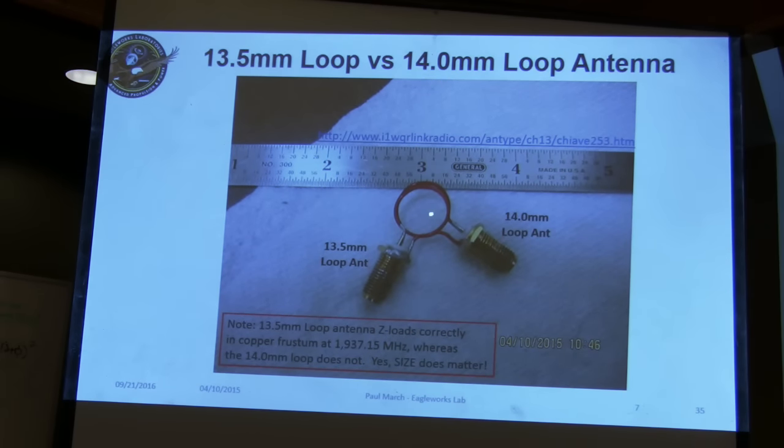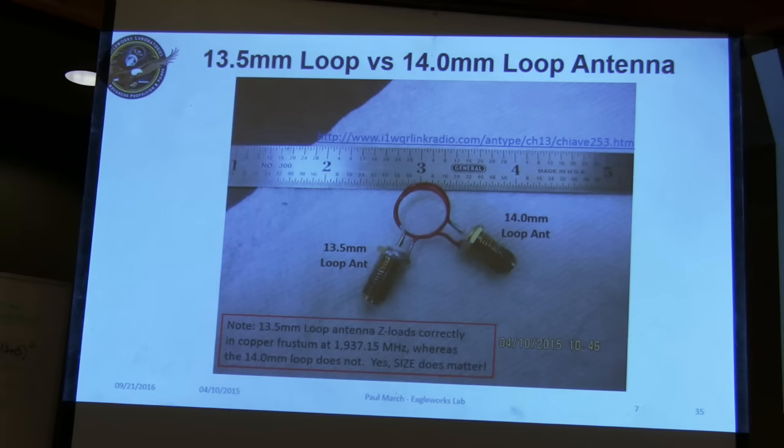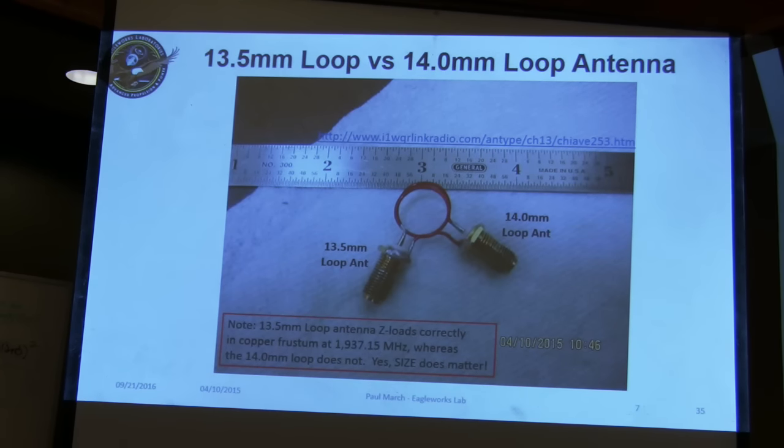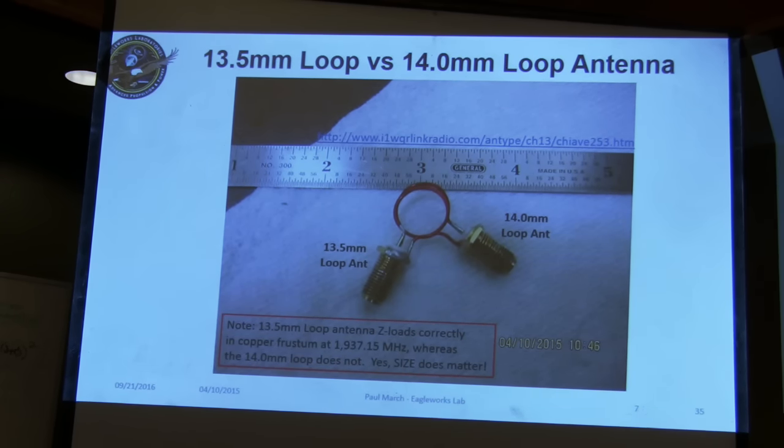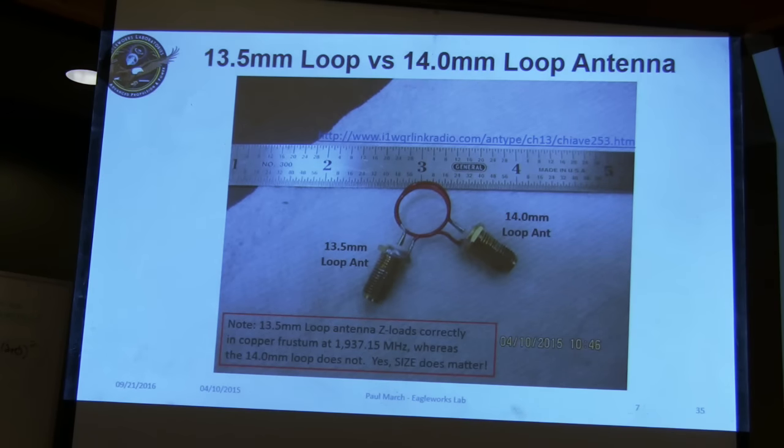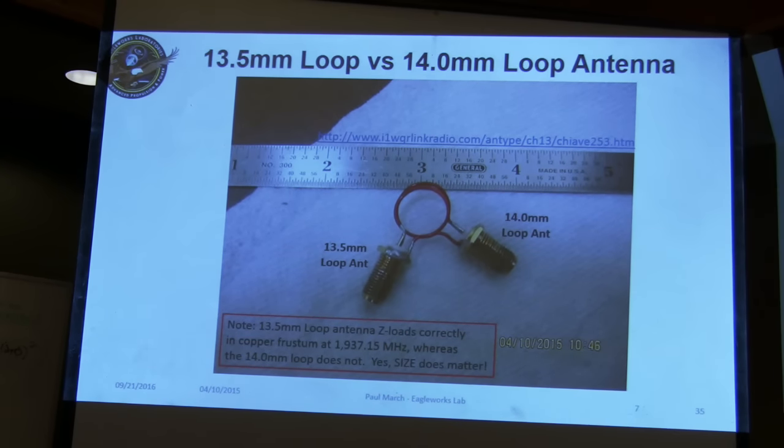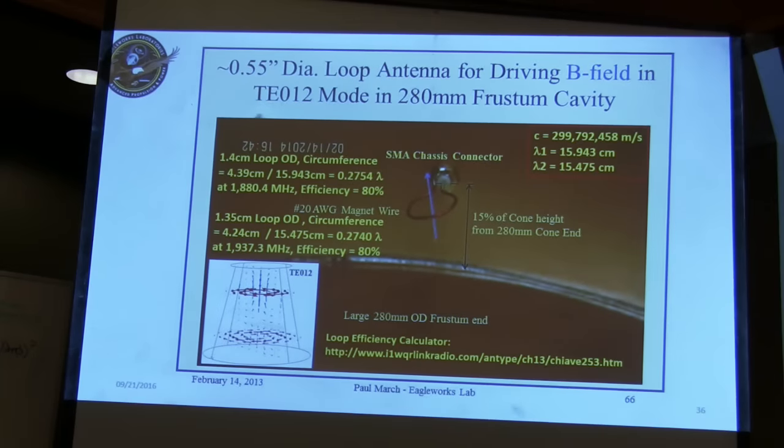This is what we excite the RF in the cavity with. These are magnetic loop antennas. And depending on what mode you're trying to excite, a half a millimeter makes all the world of difference in the sizing. So that's why I threw that in. I thought that's rather interesting. It only takes a half a millimeter difference. Next slide.